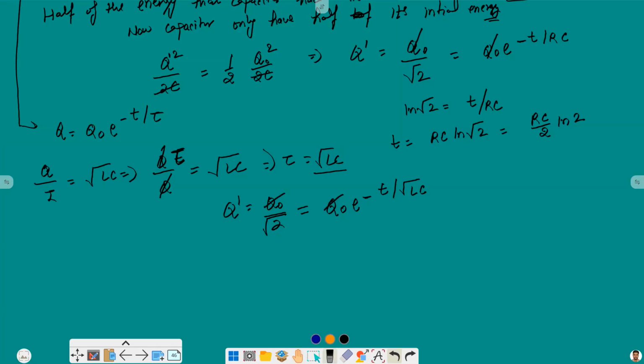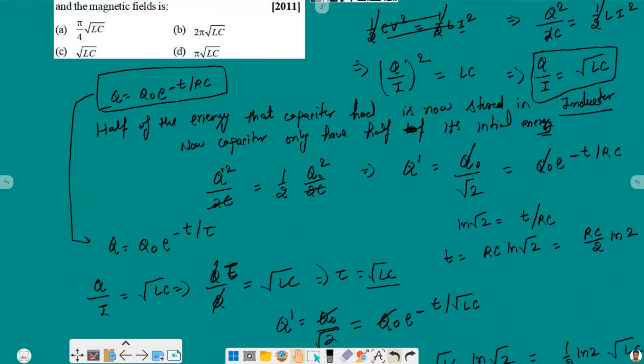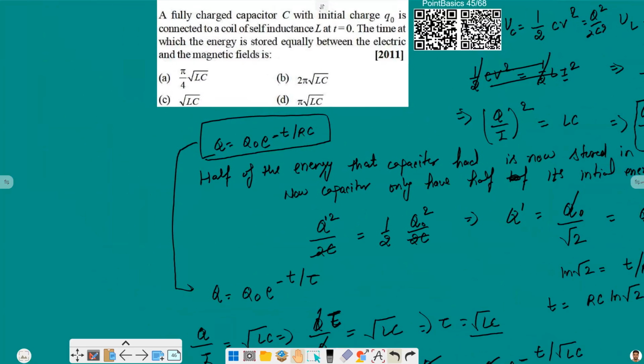So Q node gets cancelled. Taking log, we get ln root 2 is equal to t by root LC, and from this t is root LC into ln of root 2, and we can write it as half ln 2 into root LC. Now ln 2 by 2 will give us 0.173 into root LC.